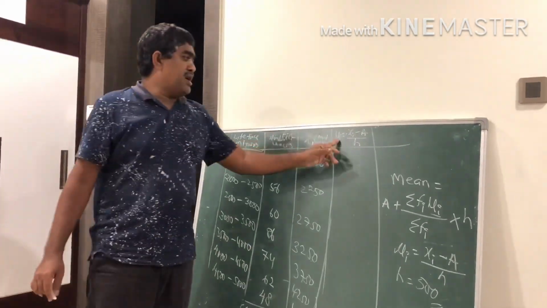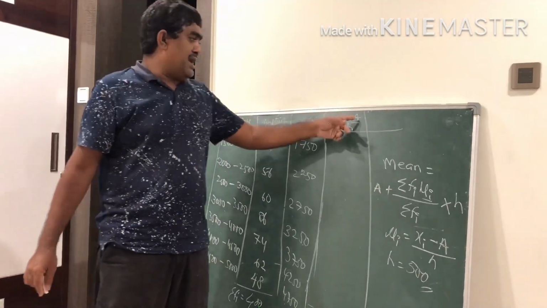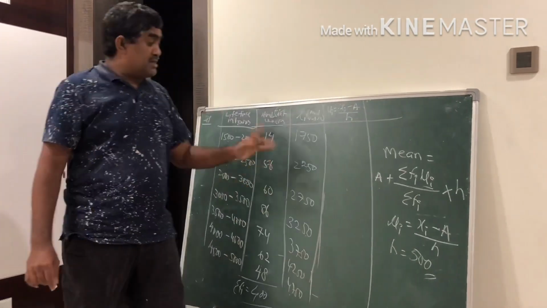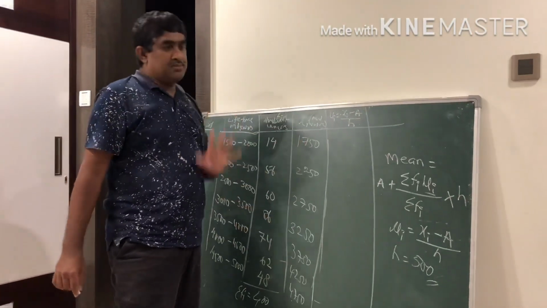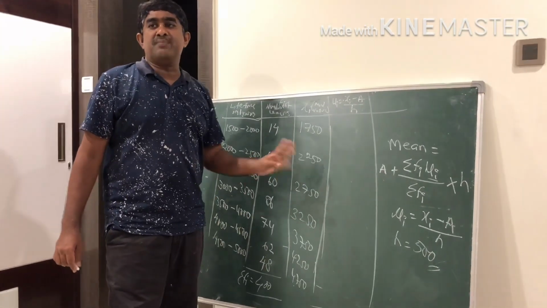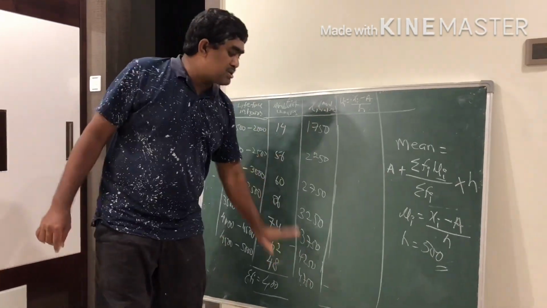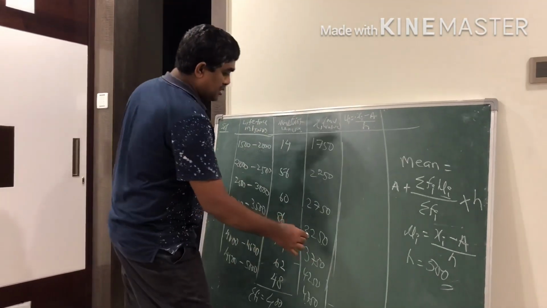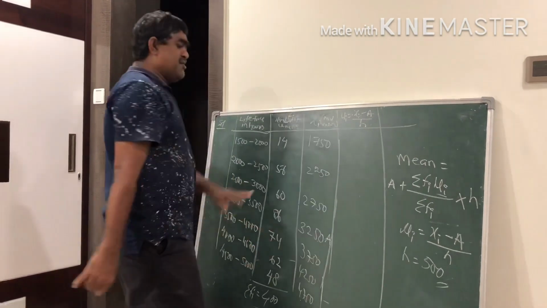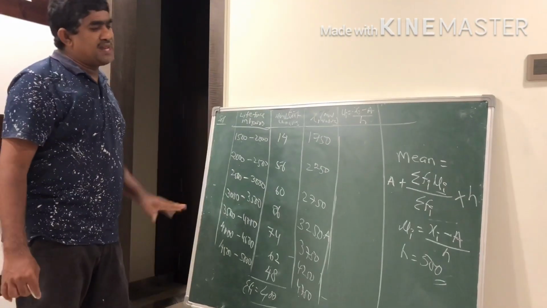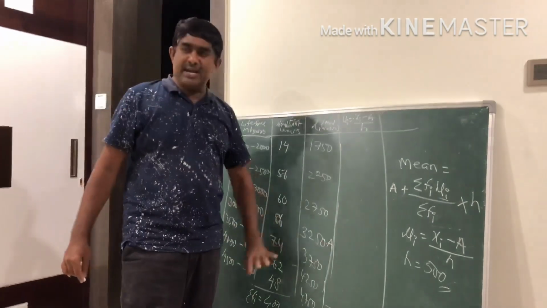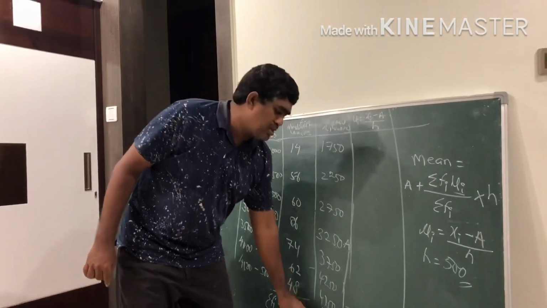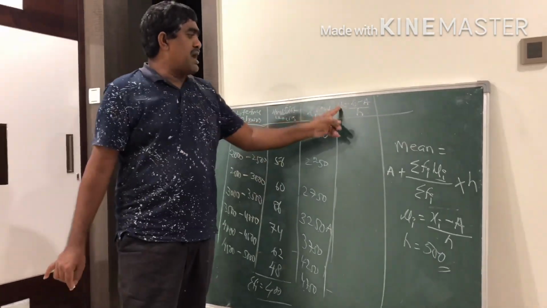Here mu i equals xi minus A by h. Here A is very important. Here and here it is the same A. A is nothing but any assumed value in the mid values. So these are the mid values now. Take any value in the mid values as the assumed value. Let's suppose we'll take this as A. Any value, not only mid, any value. I have taken the mid here. You can take this one, no problem.